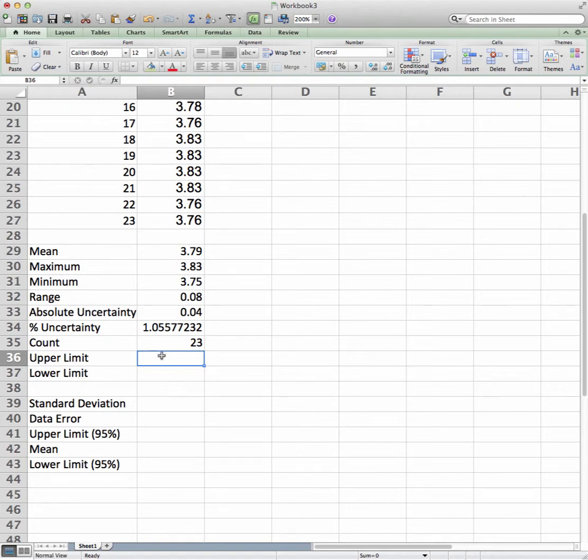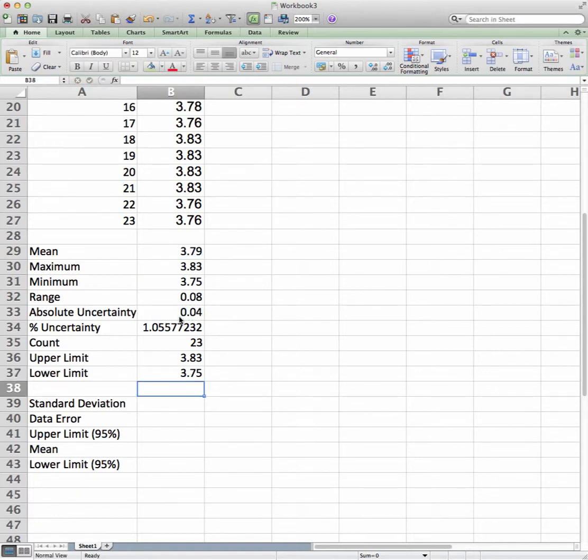The upper limit in this case is going to be equal to the mean plus the absolute uncertainty. And the lower limit is going to be equal to the mean minus the absolute uncertainty.